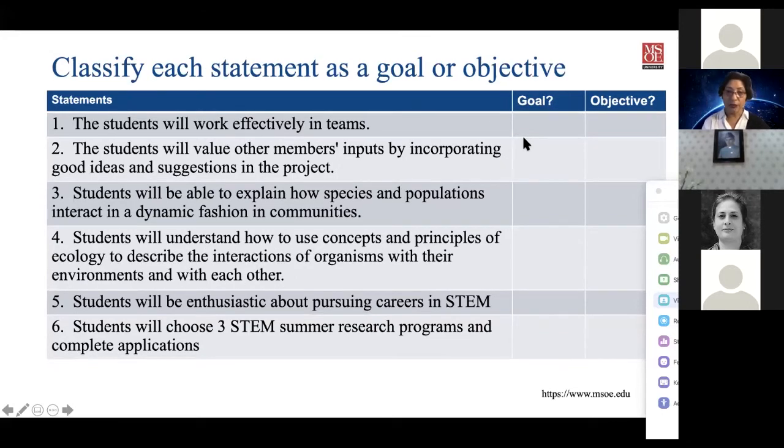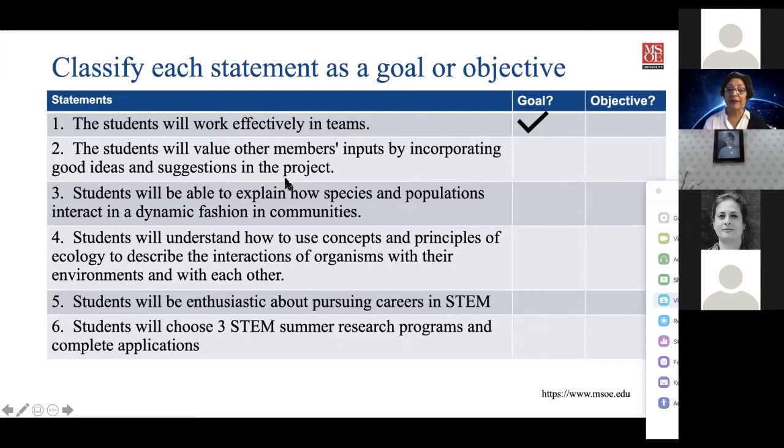So I am going to go one by one. The students will work effectively in teams. Think again, have you put your check in a goal, or have you put your check in an objective? Actually it is a goal, because you cannot quantify it. If they effectively work in a team, that is an attitude. Attitudes are very difficult to assess, right? It is basically a behavior, and it is not tangible. So you cannot put points against it.